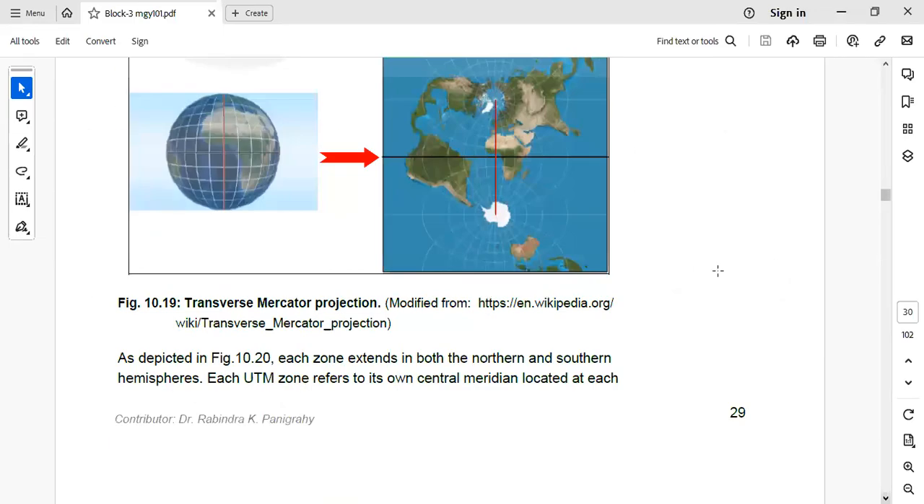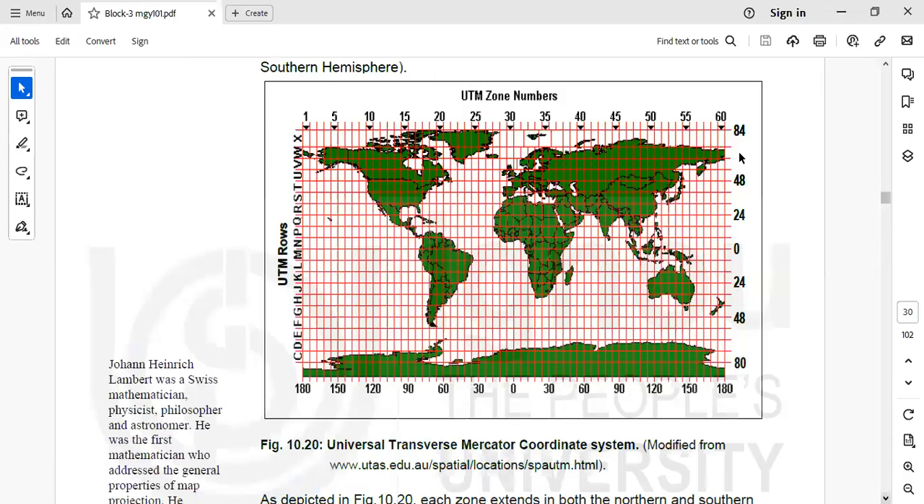Here you can see this is the most of the area. This is 0°. It is known as the equator, and the northern continents almost covered in the 84°.